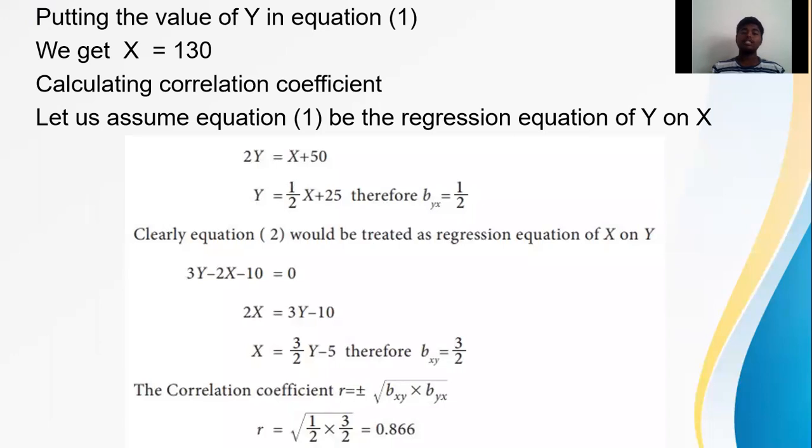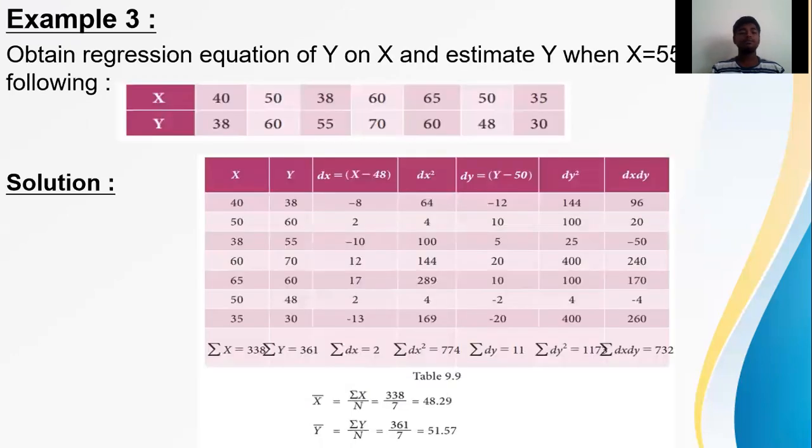Calculating the correlation coefficient. Let's assume equation 1 to be the regression equation of y on x. Here 2y is equal to x plus 50, y is equal to x by 2 plus 25. Therefore byx is equal to 1 by 2. Clearly equation 2 will be treated as the regression equation of x on y. 3y minus 2x minus 10 is equal to 0, so x is equal to 3 by 2 y minus 5. Here we can see bxy is equal to 3 by 2. The correlation coefficient r is equal to root of bxy into byx. Here we find the value of r is 0.866.